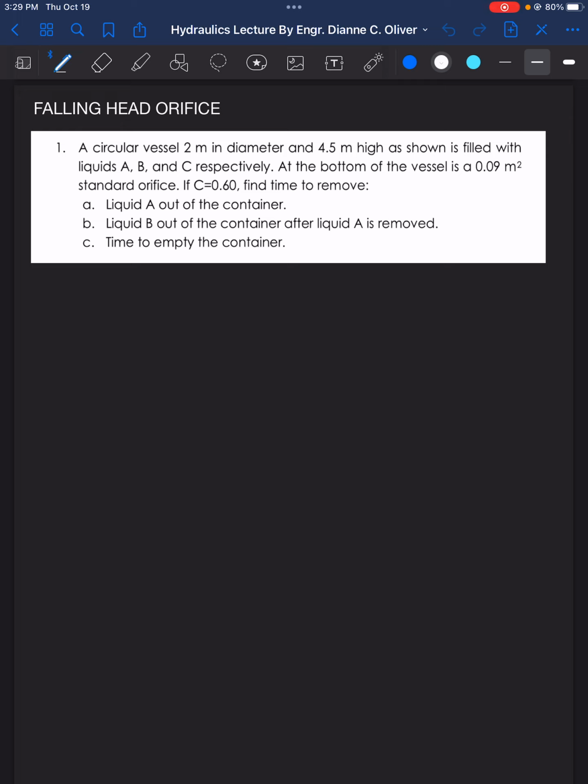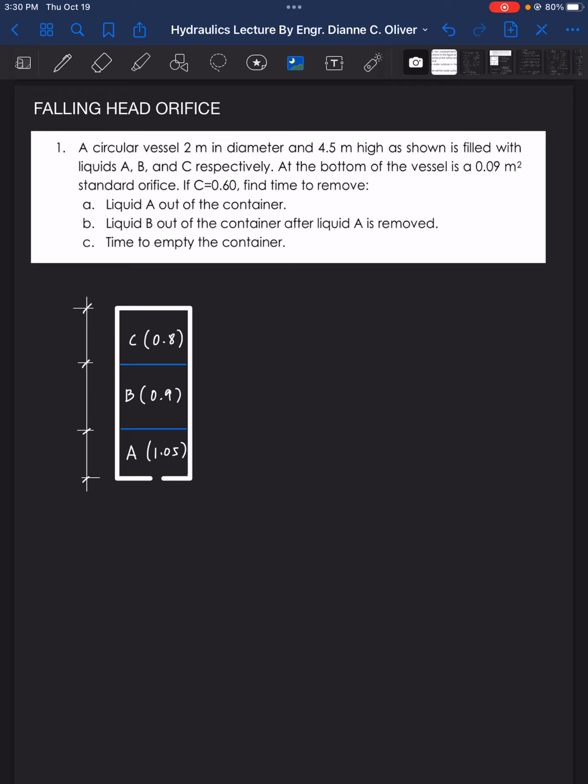A circular vessel 2 meters in diameter and 4.5 meters high, as shown, is filled with liquids A, B, and C respectively. At the bottom of the vessel is a 0.09 square meter standard orifice. If Cd, the coefficient of discharge, is 0.60, find the time to remove letter A, liquid A, out of the container, letter B, liquid B out of the container after liquid A is removed, and letter C, the time to empty the container. So we have this container here.